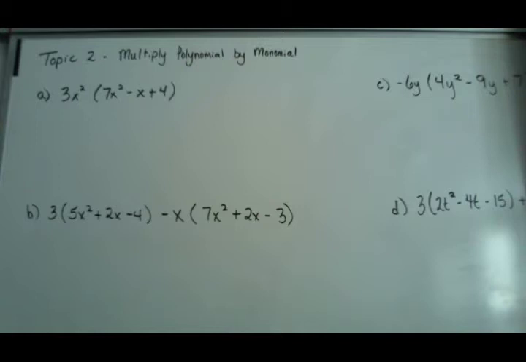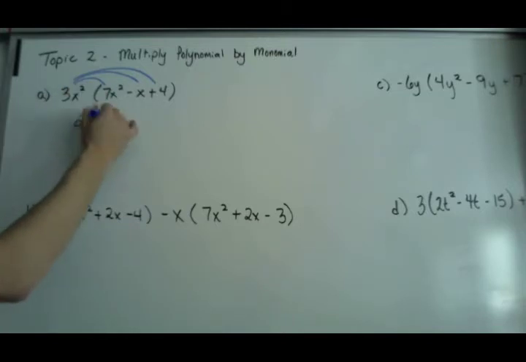For these couple of examples, you've got a monomial being multiplied by a trinomial. The way we're going to do this is using the distributive property, which hopefully you're familiar with. You take your term here and distribute it through, which just means you're multiplying it by each term. My 3x squared times 7x squared: 3 times 7 is 21. X squared times x squared, remember this is where you add the exponents, so that gives you x to the 4th.